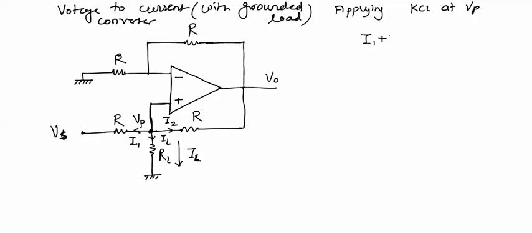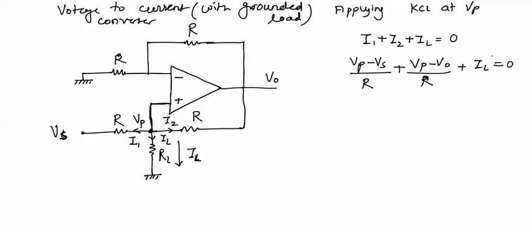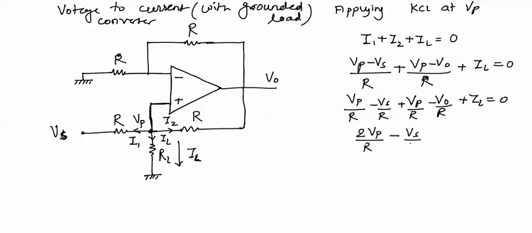All the three currents are taken outgoing, so total outgoing current should be equal to total incoming current, which is 0. Now the expression for I1 can be written as I1 equal to Vp minus Vs divided by R. For I2, Vp minus V0 divided by R plus load current IL equal to 0. Now this can be further simplified as Vp upon R minus Vs upon R plus Vp upon R minus V0 upon R plus IL equal to 0. Now 2 Vp upon R minus Vs upon R minus V0 upon R plus IL equal to 0. This will be our expression number 1.